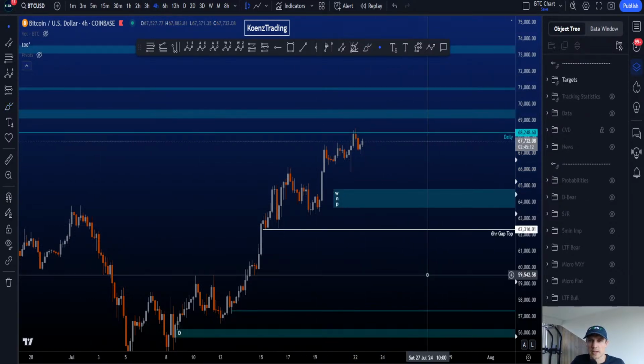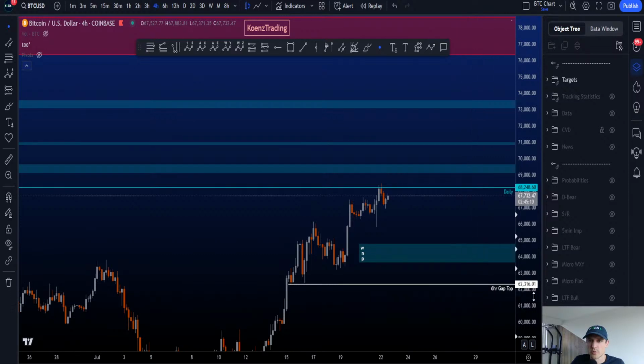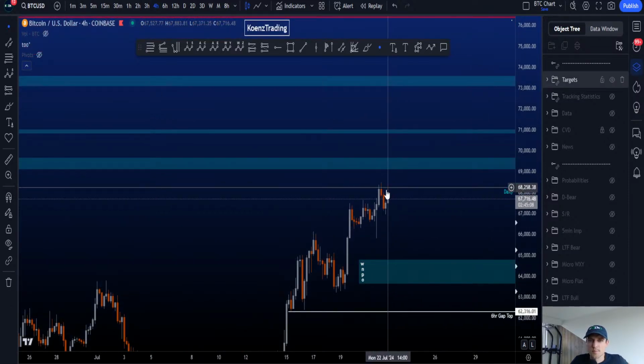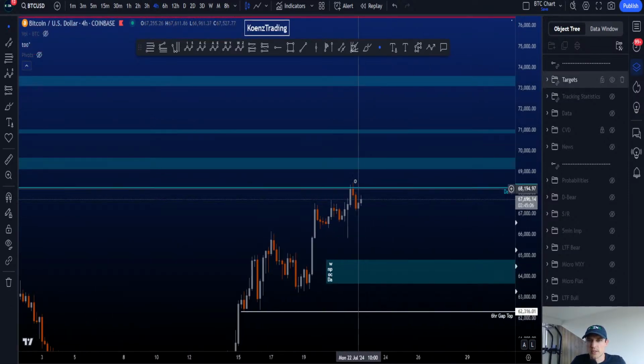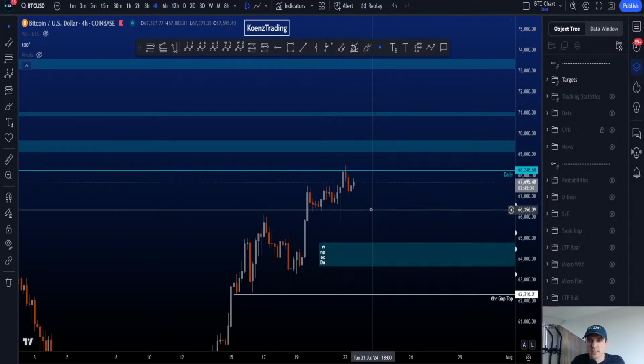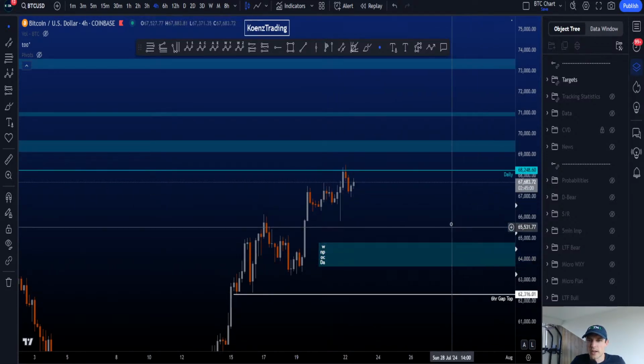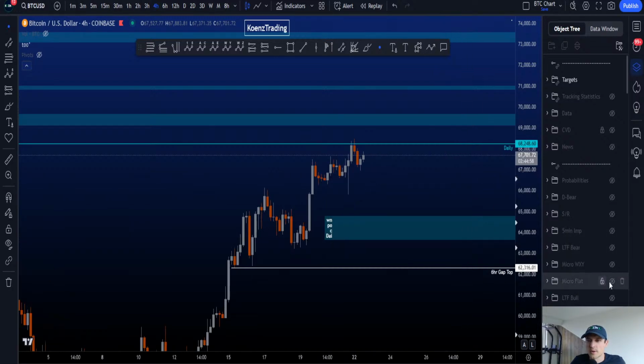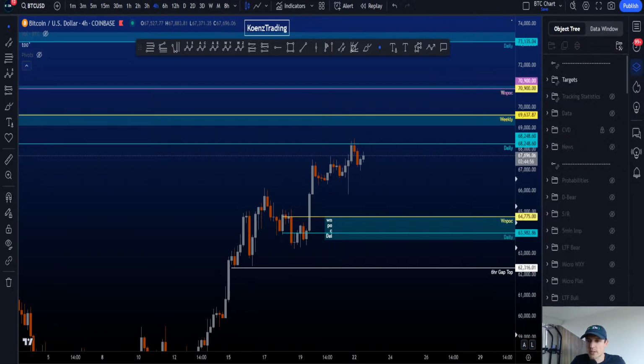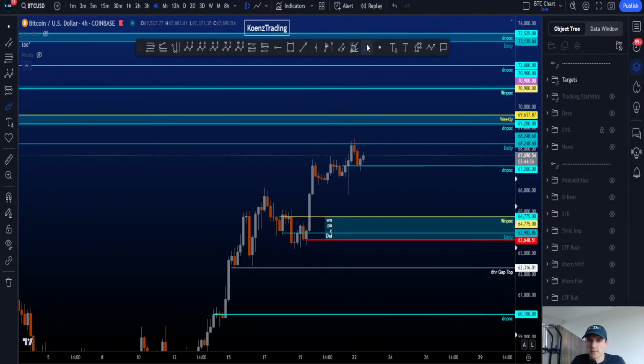Now from a resistance and support point of view, we are at the daily acting as resistance, very nicely respected, as you can see. To the downside, we have the blue box, 63.6, 64.8, which is quite a big area, but that's because the levels inside this area are quite far from one another.